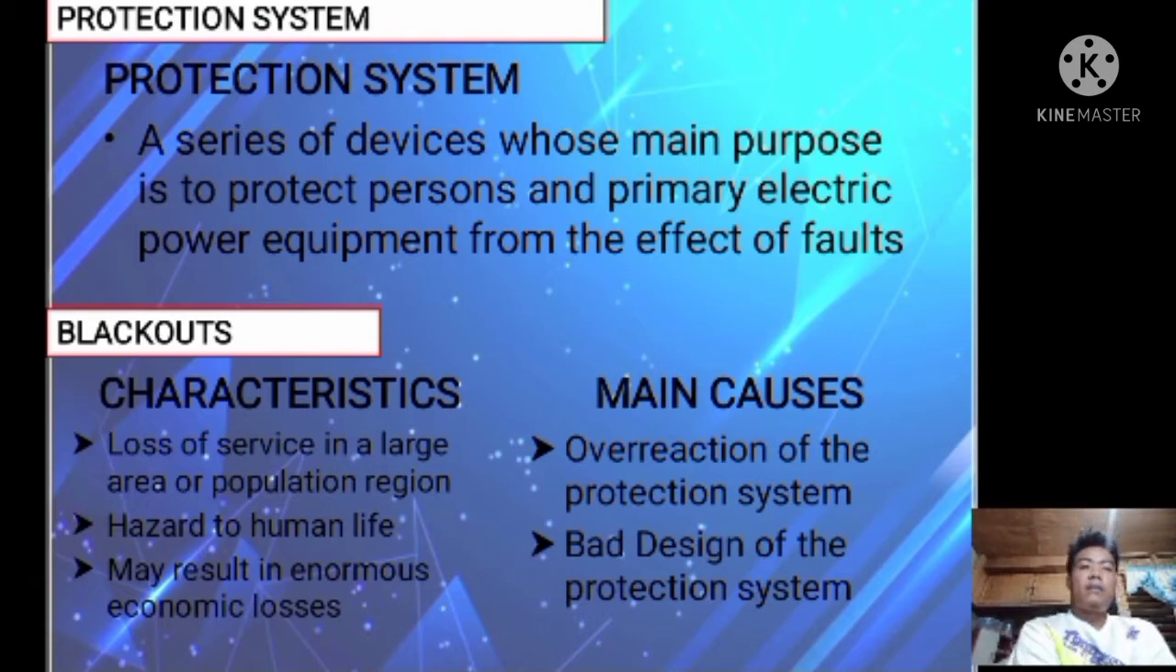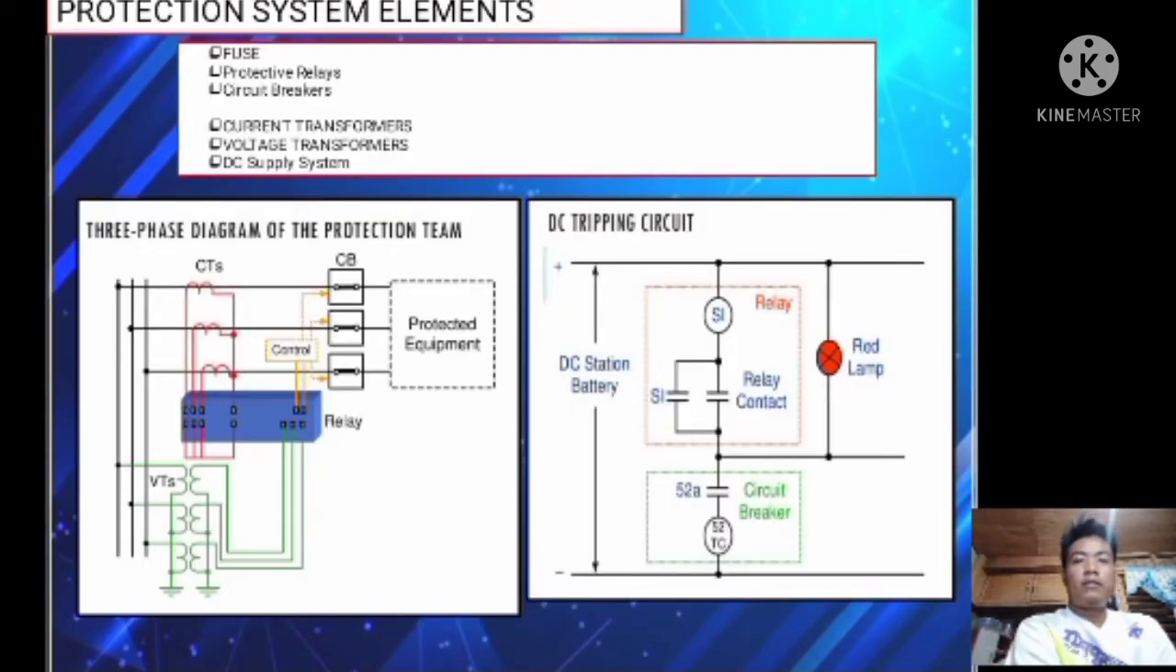So what are the main causes? Overreaction of the protection system, bad design of the protection system. So ito yung mga main causes kaya nagkakaroon ng blackouts. So for protection system elements, meron tayong fuse, protective relays, circuit breakers, current transformer, voltage transformer, or the potential transformer.